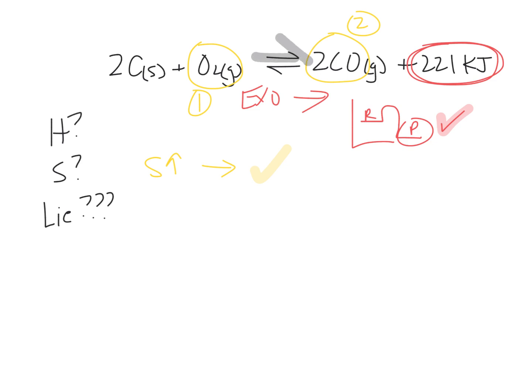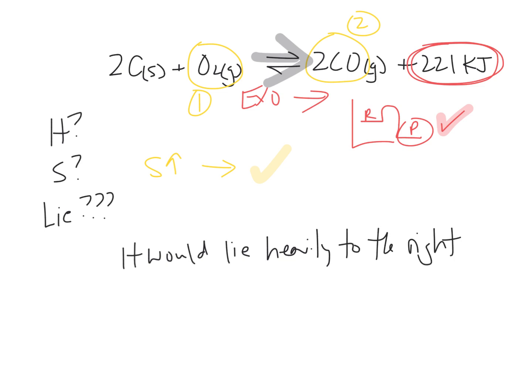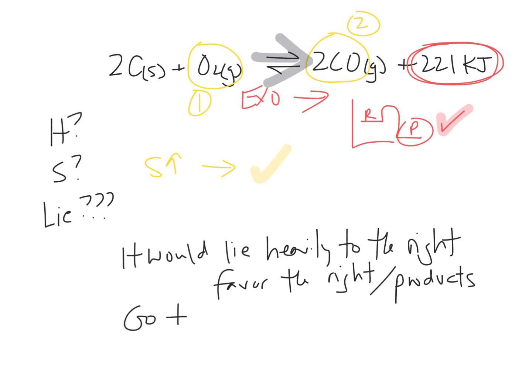We would expect this equilibrium to lie to the right, or we might even make the statement that we would expect this to go 100% to completion. So it would lie heavily to the right, or we could say it would favor the right or the products. I'm just trying to remember different ways to say the same thing. So it would heavily favor the products. It would go to completion.